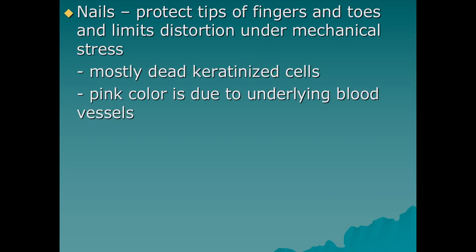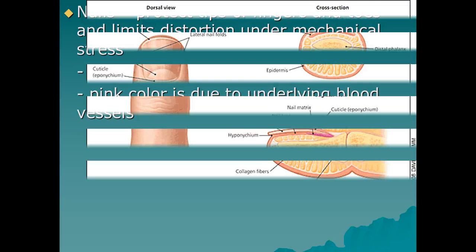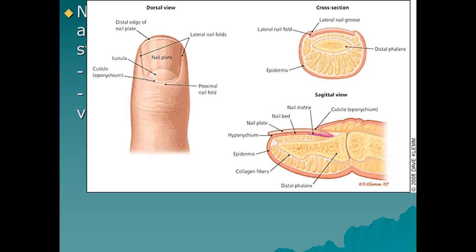Oh, fingernails, the grossest thing. Fingernails and toenails. Their main job is that they limit distortion under mechanical stress. Like I said, dead keratinized skin cells, waterproof. The pink color is due to the underlying blood vessels. So when you look at your fingernail and you see that it's pink underneath, it's because there is blood circulating underneath. But your fingernail's main purpose is to prevent stress to the actual fingertips, since they are one of the most widely used structures in the entire body.